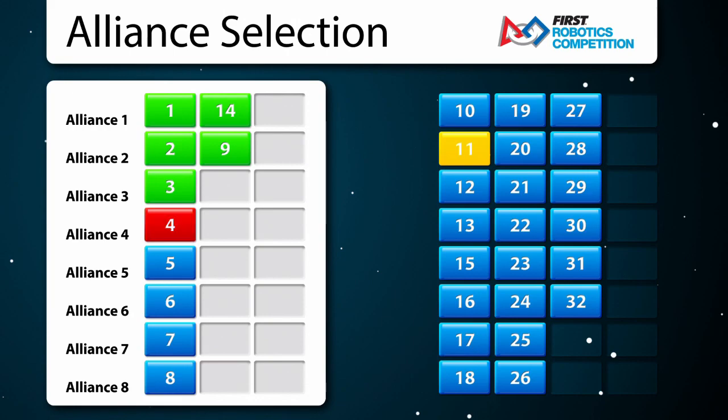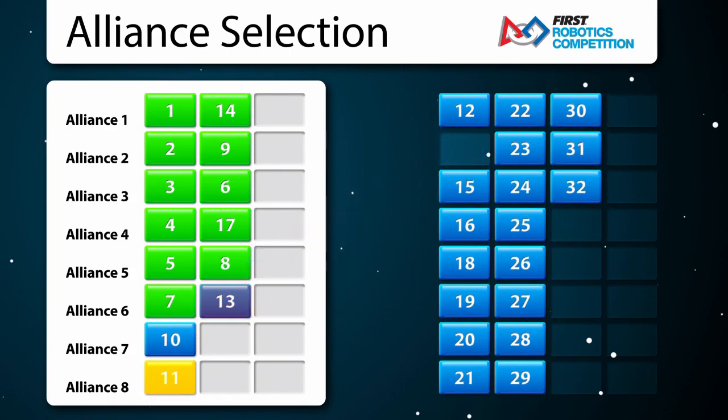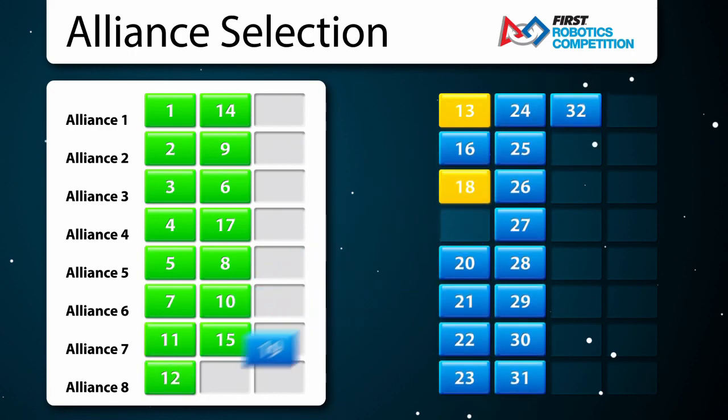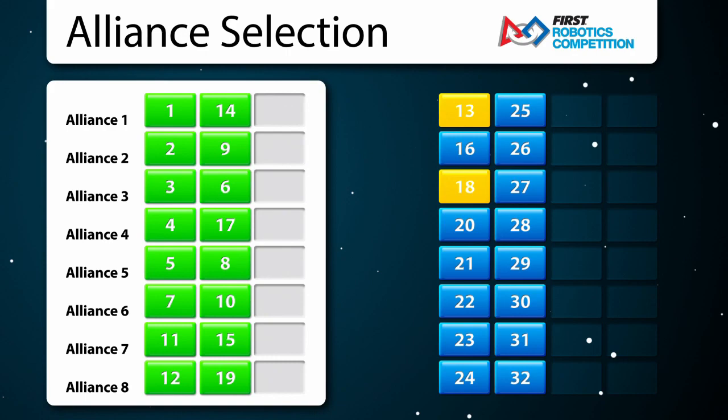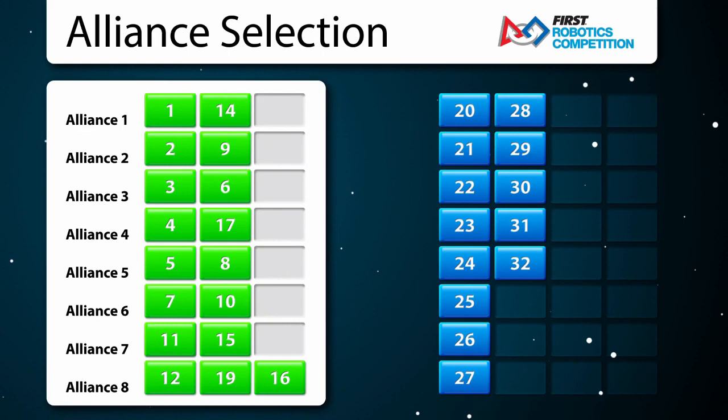Alliance 4 is not available, so Alliance 3 has to select another team from the available pool. And the next alliance can select any available team that hasn't declined an invitation. This process continues through Alliance 8. Notice that a previously unavailable team has become an alliance captain. At this point, any remaining team that has declined an invitation is not eligible to participate in the playoffs because they can't be selected. Alliance 8 now picks their 3rd team member from the remaining available teams.